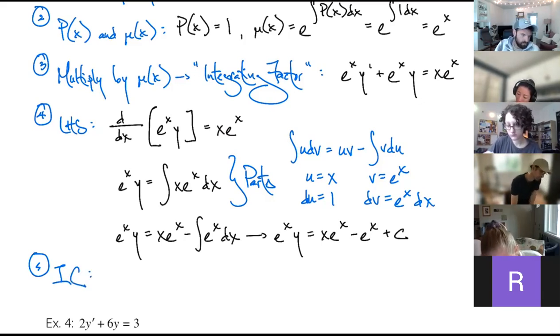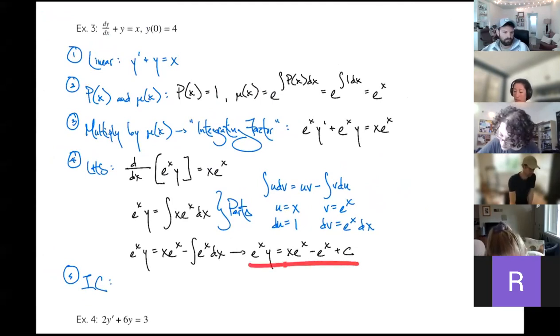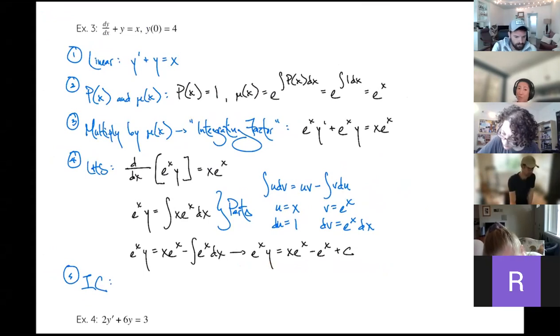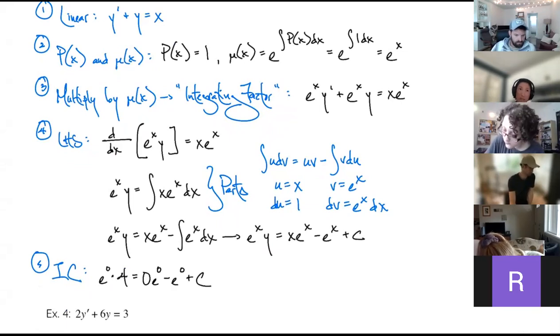So initial conditions, what do we have? We have y of 0 equals 4. And a lot of times these initial conditions make a lot of the messy looking things turn out to be nice numbers. So for example, everywhere we see an x, we're replacing it with a 0, which means a lot of things are going to turn to 1. Okay. So e to the 0 times 4 equals 0 times e to the 0 minus e to the 0 plus C.